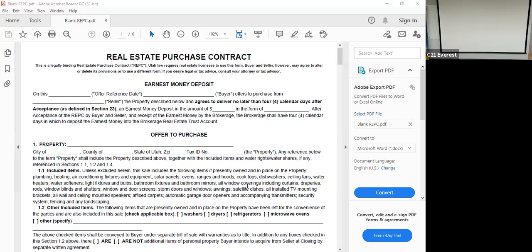The first part of this contract that we're going to talk about is that first paragraph dealing with earnest money. We're going to spend about 15-20 minutes just on this first paragraph.